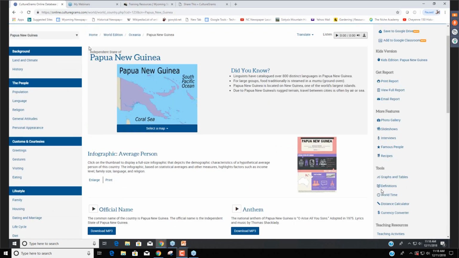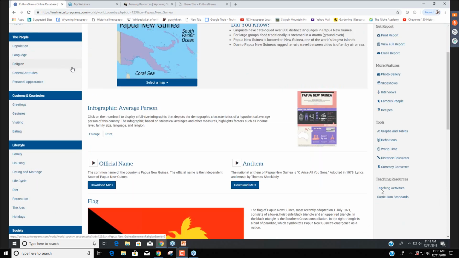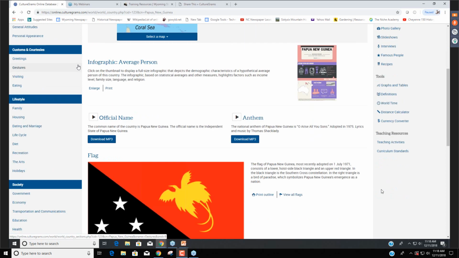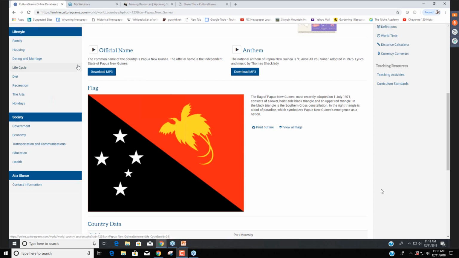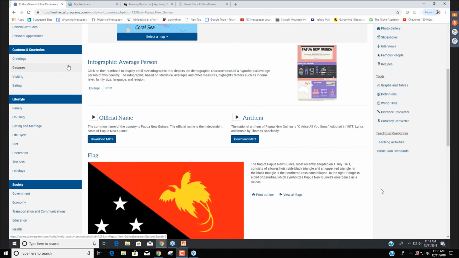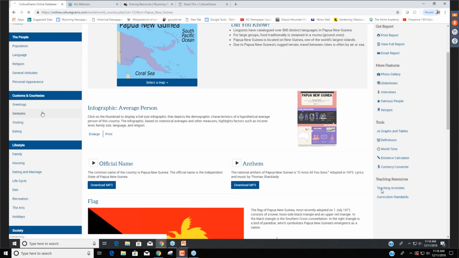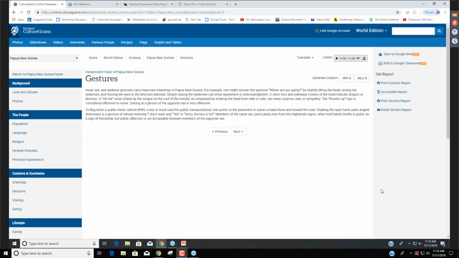On the left-hand side, each one of these world reports will include some background information about the people, for example, population, religion, general attitudes, customs and courtesies, lifestyle, and society. Many of these are going to be really important whether you're studying a country, visiting a country, or interacting with a native of that country. For example, to look at what the gestures are and courtesies. We may inadvertently be insulting a different country by using something that's very common for us.